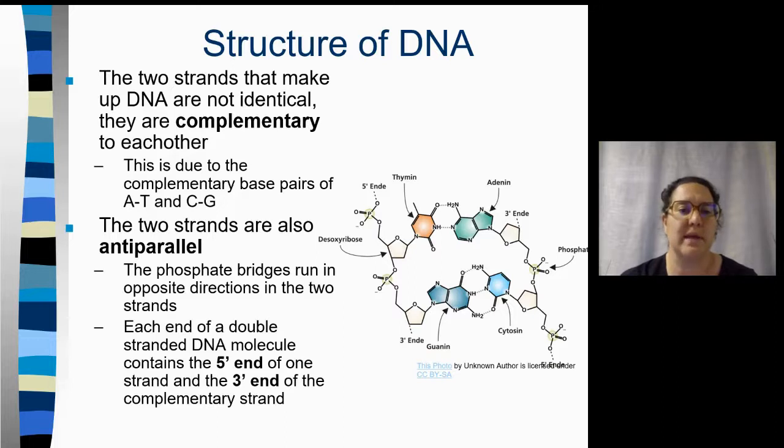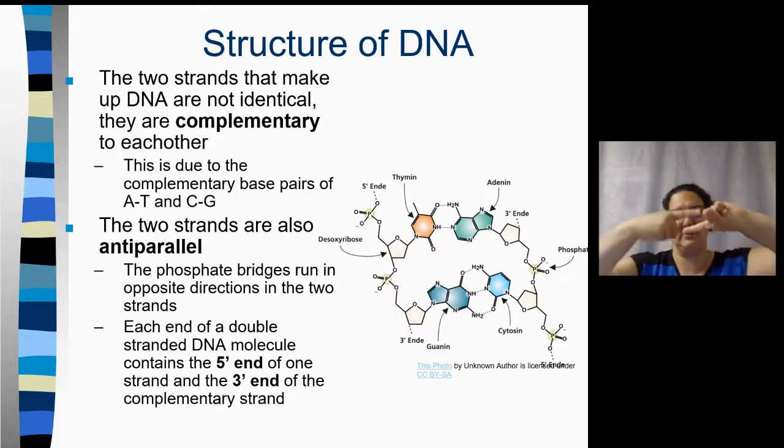The 2 strands that make up DNA are not identical, they're complementary to each other. So we have complementary base pairs of adenine and thymine, and cytosine and guanine. We have 1 pyrimidine and 1 purine in every pair. And the 2 strands are anti-parallel, so they are read and replicated in different directions. Each strand of the double-stranded DNA model has a 5' end, and the other end is the 3' end, and they run in opposite directions.